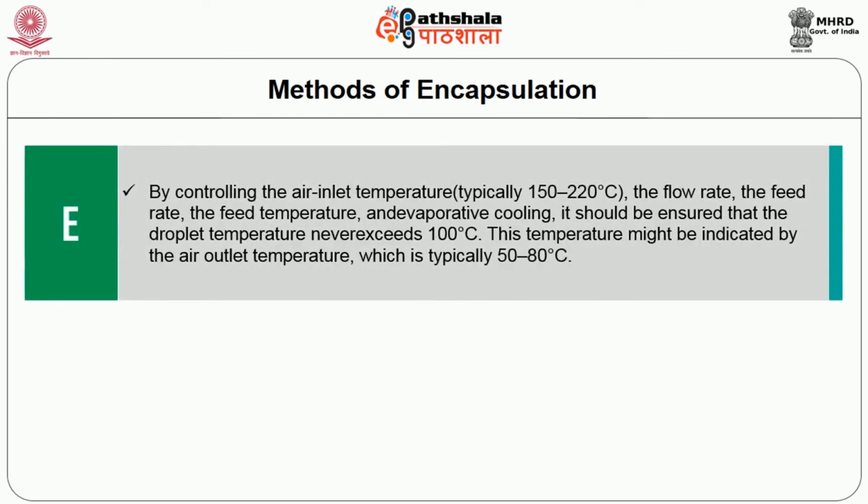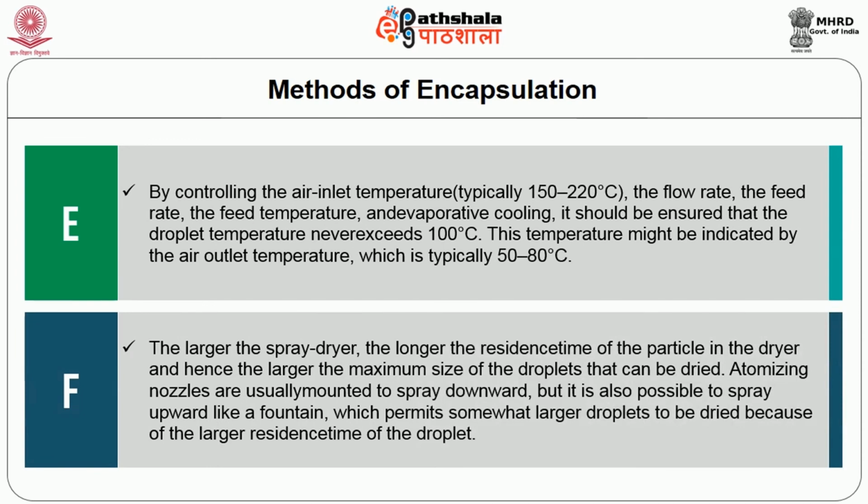By the time the droplet is controlling the air inlet temperature, typically 150 to 220 degrees centigrade, the flow rate, the feed temperature and evaporating cooling, it should be ensured that the droplet temperature never exceeds 100 degrees centigrade. This is very important because this temperature might be indicated by the air outlet temperature, which is typically 50 to 80 degrees centigrade. The larger the spray dryer, the longer the residence time of the particle in the dryer and hence the larger the maximum size of the droplets that can be dried.